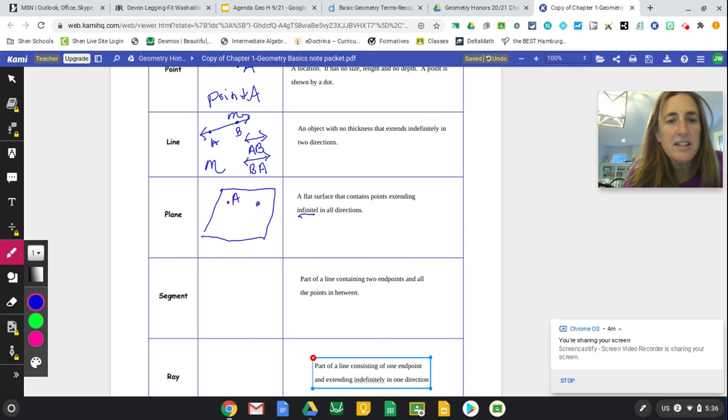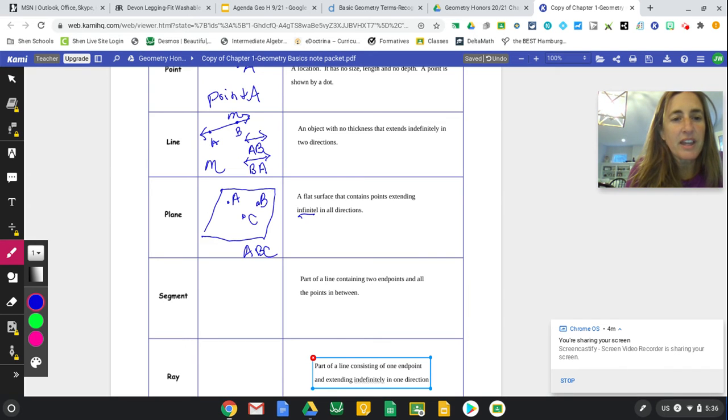You pick 3 points that are in the plane, and those 3 points are not in a straight line. So maybe we call this plane ABC. The 3 points that were picked are not in a straight line. If you pick 3 points in a straight line, then it's actually going to represent the line in that plane. So just be careful of that.